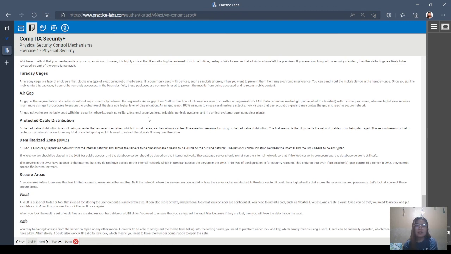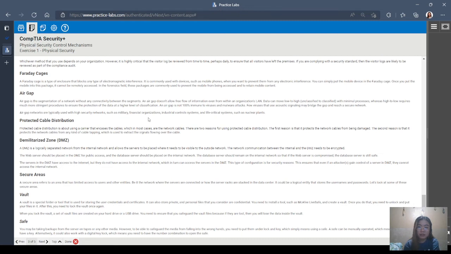The demilitarized zone is a logically separated network from the internal network and allows the server to be placed where it needs to be visible to the outside network. The network communication between the internal network and the DMZ needs to be encrypted. The web server should be placed in the DMZ for public access, and the database server should be placed on the internal network.